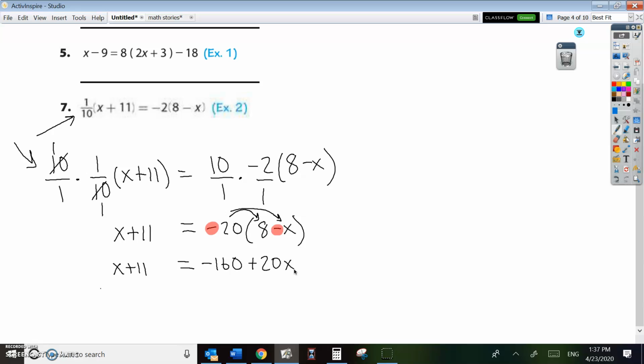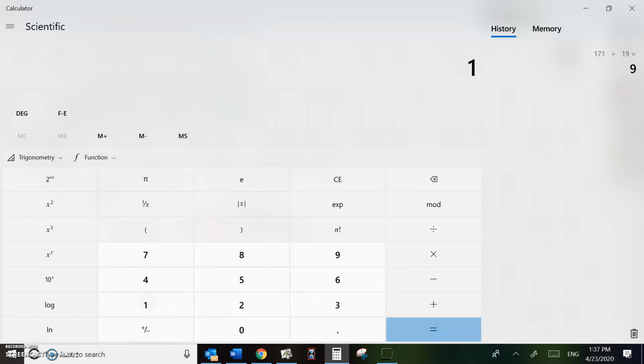Now let's subtract x from both sides, and let's add 160 to both sides. These x's cancel, these 160's cancel, so you have 19x equals 171. Divided by 19, 171 divided by 19 equals 9.